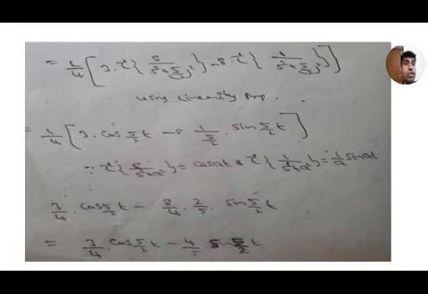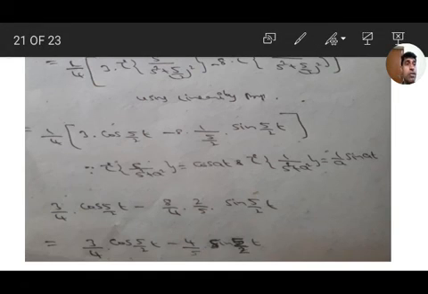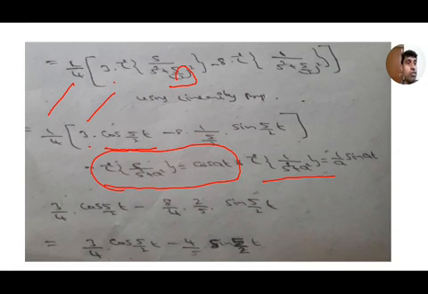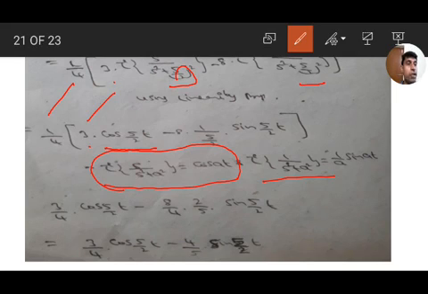L inverse of the first formula, s by s square plus a square, is cos at, where a means here 5 by 2, so cos 5 by 2 t. Therefore 3 is the coefficient, with 1 by 4 as it is, 3 is the same. Next, the 1 by s square plus a square formula: here a equal to 5 by 2, so 1 by s square plus a square is 1 by a sin at, with a equal to 5 by 2. Therefore 8 is the same, minus 8 into 1 by (5 by 2) sin 5 by 2 t.